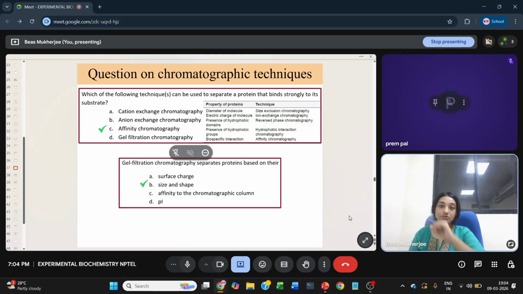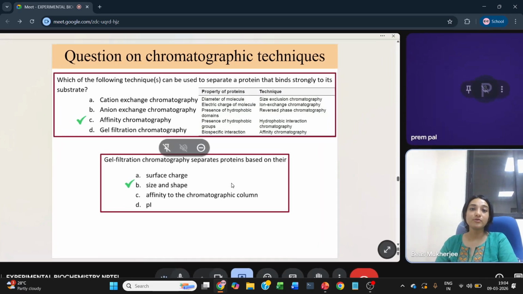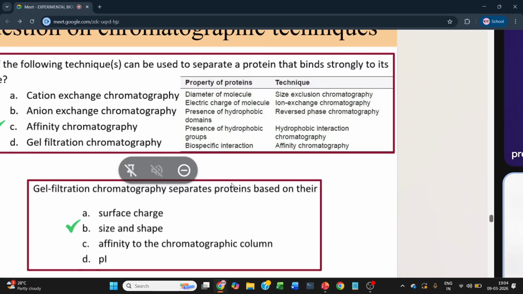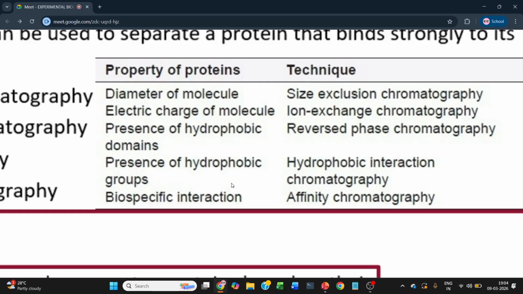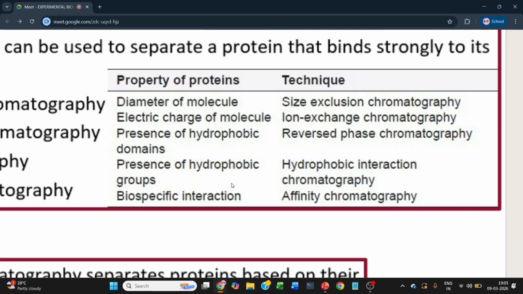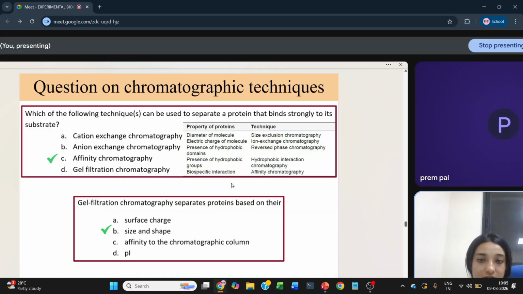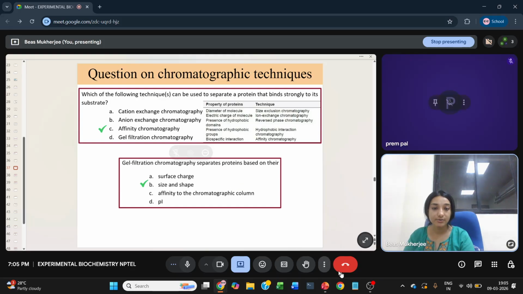Very good. So if you look at the different properties of the proteins and the different techniques, a table is given for you. So diameter of the molecule, if we zoom in, you'll be able to see. So diameter of the molecule is size exclusion chromatography, electric charge of the molecule, ion exchange chromatography, presence of hydrophobic domain, reverse phase chromatography, presence of hydrophobic groups, hydrophobic interaction chromatography, and biospecific interaction is affinity chromatography.